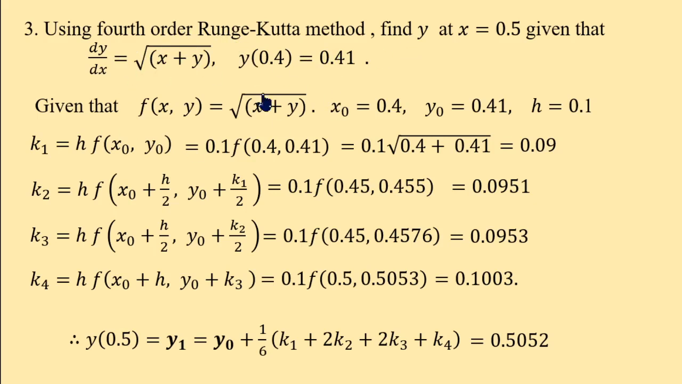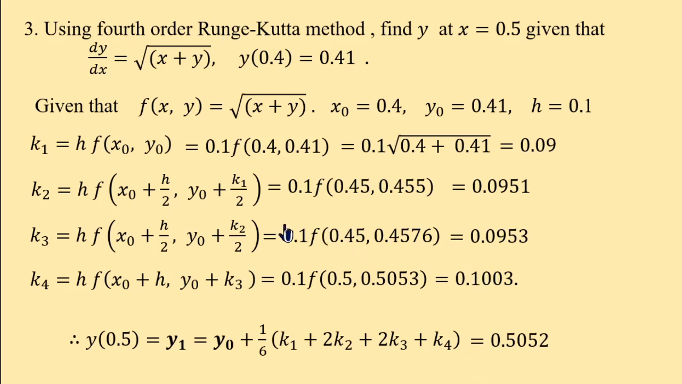I will repeat this once again. To solve the differential equation by the fourth order Runge-Kutta method, first you calculate k1, k2, k3, k4. These are the formulas. After calculating k1, k2, k3, k4, y1 is y0 plus 1 by 6th of k1 plus 2 k2 plus 2 k3 plus k4. That's all. This is how we can solve the problem using the fourth order Runge-Kutta method.